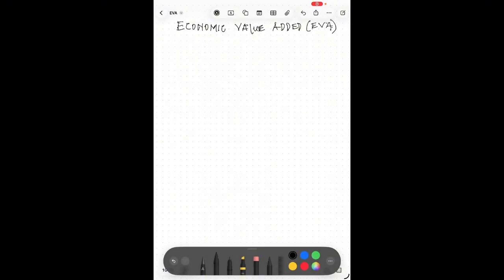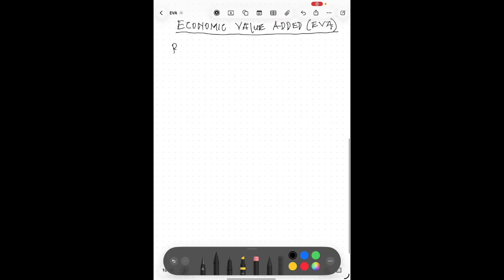Because the exam is very close, I want to do a quick recap on economic value added. The few things you just need to know. But before we move forward, one of the major ways of appraising the performance of a division, like we've mentioned before, is residual income.